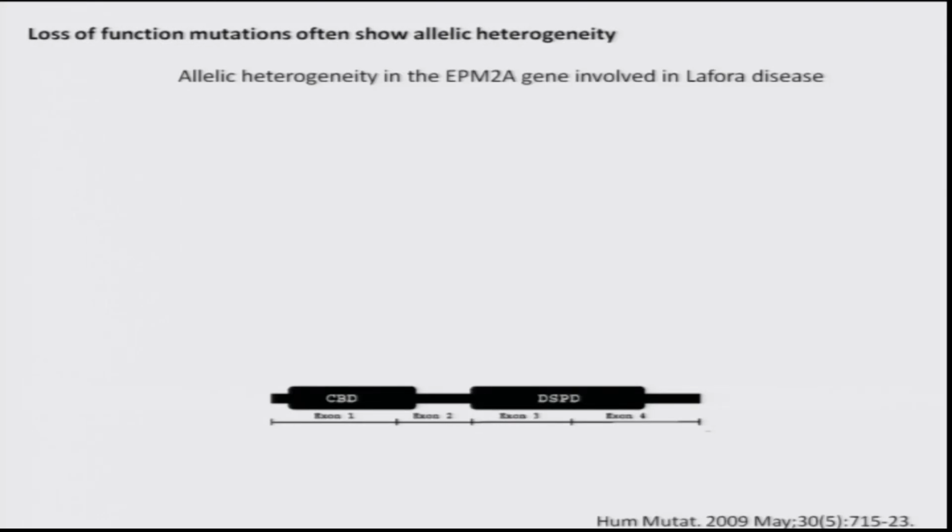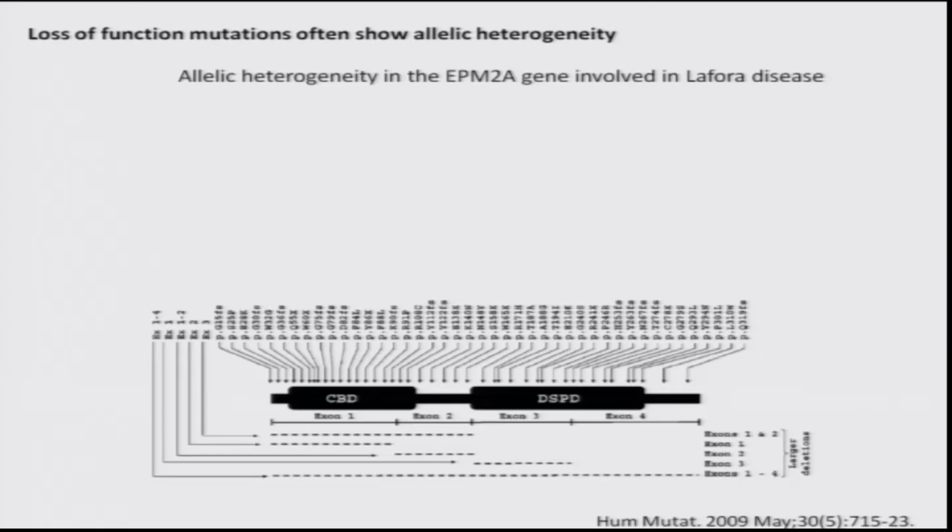It has 4 exons as shown in the slide, and the protein is a phosphatase. Let us not worry about the name. It has 2 functional domains as shown in the slide. One that is shown on the left side, the amino terminal, is CBD, which has a function to bind to glycogen. The other one on your right side, the carboxy terminal, is the DSPD, which is a phosphatase domain. Now, if you look into the mutations, you can see that they are spread all over the gene, right from exon 1 to the end of it, you find all sorts of mutations.